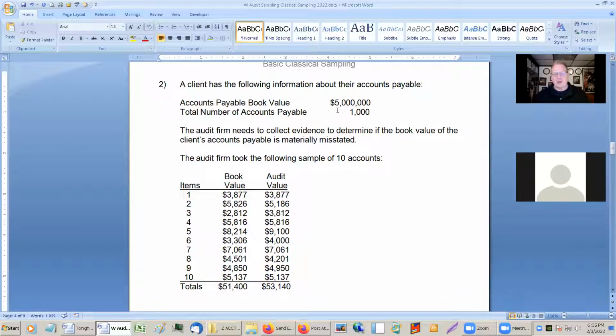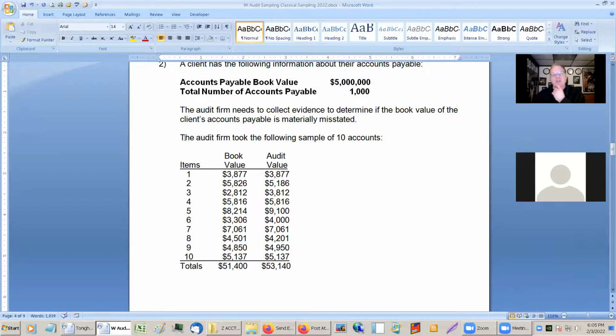So number 2 is we have accounts payable on the books for 5 million. The total number of accounts payable is 1,000. And we took a sample of 10 items.